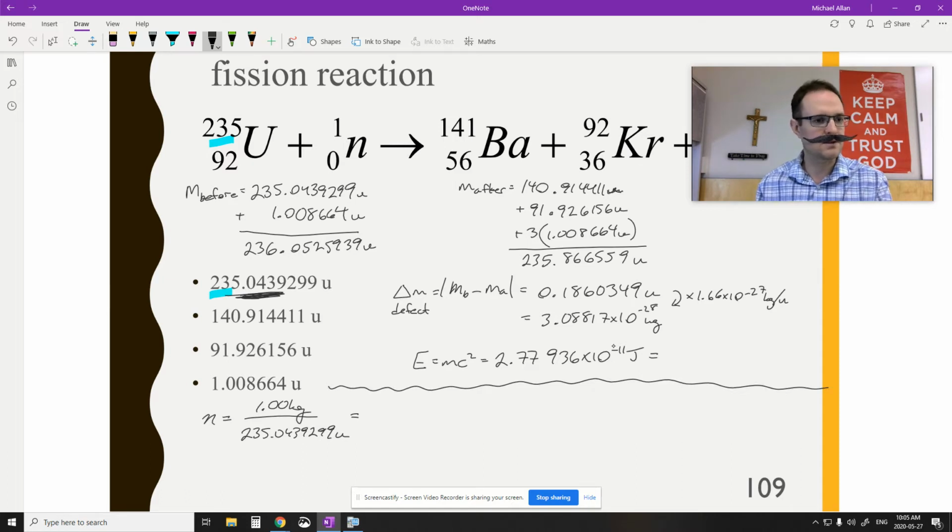I'll change this into electron-volts later. Before I do that, I've got to change this atomic mass units into kilograms. So I'm just going to do that in my calculator. Well, maybe I'll show it. Just make sure I write the right number down. It's 1.66 times 10 to the negative 27.